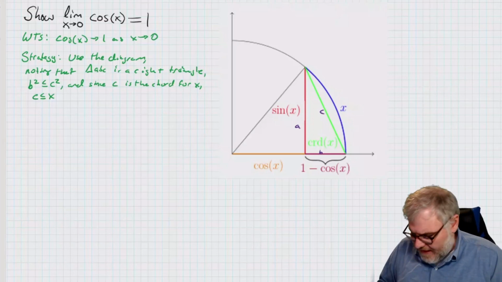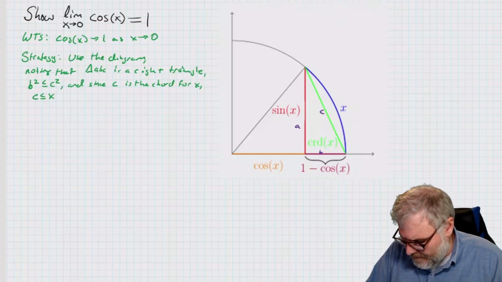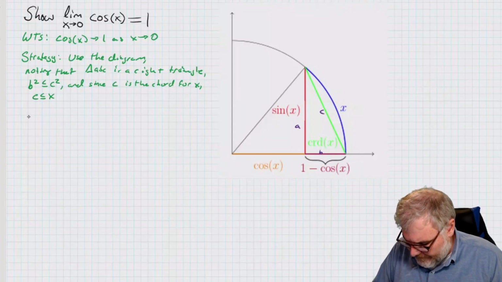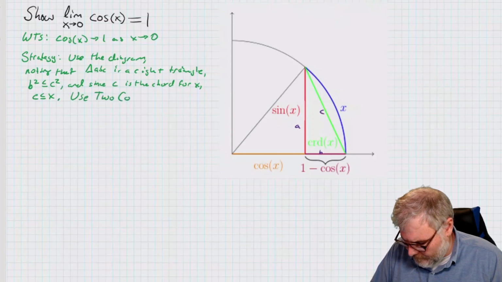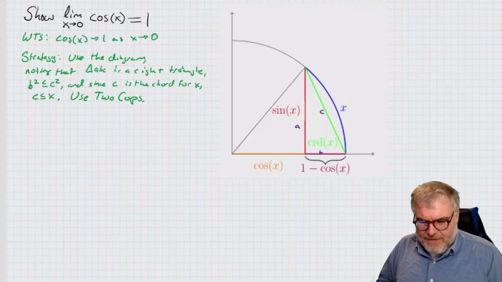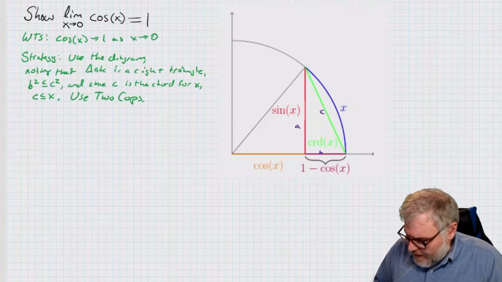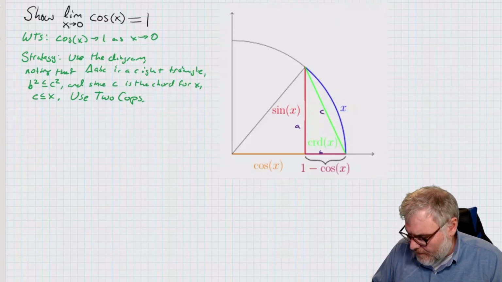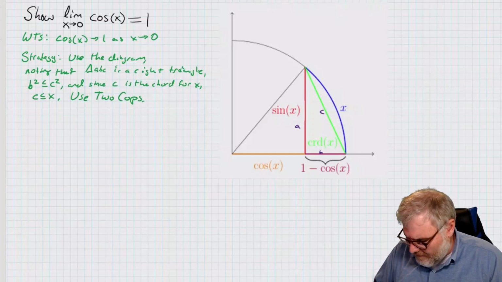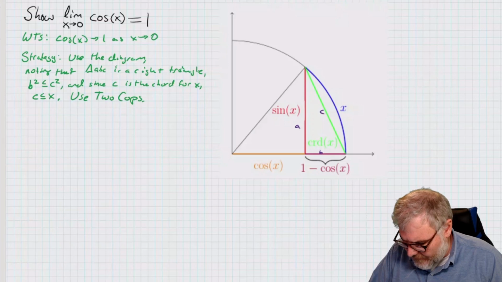So let's see what it looks like here. Okay, so here's the proof. Note from the diagram, and then the rest of the strategy. I have a major named theorem, so I want to name that in my strategy. I'm going to use the two cops on this diagram once I set up the inequality. So what do I have here? I don't care about A. I've got B and C. So what I'm going to say here is the following.